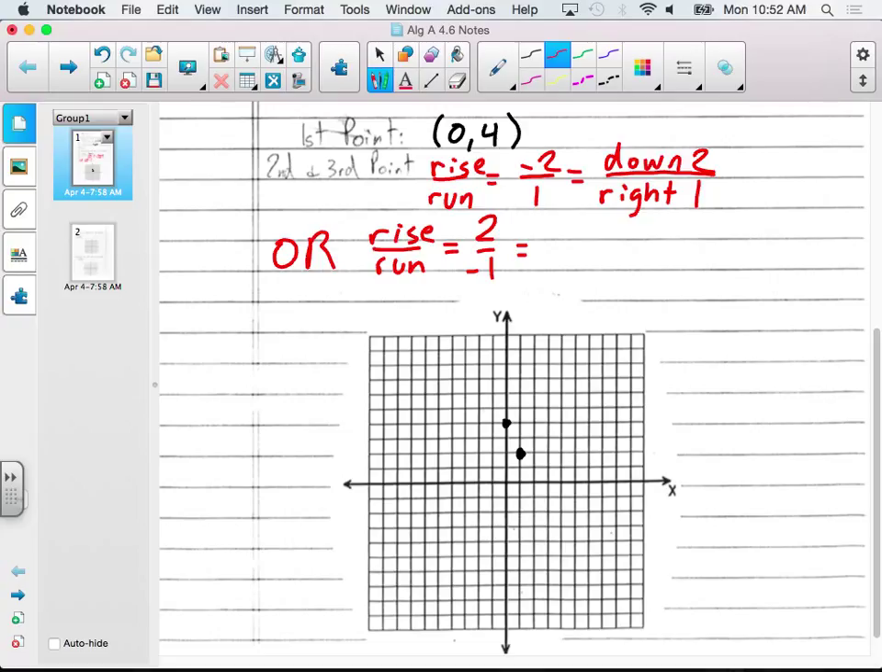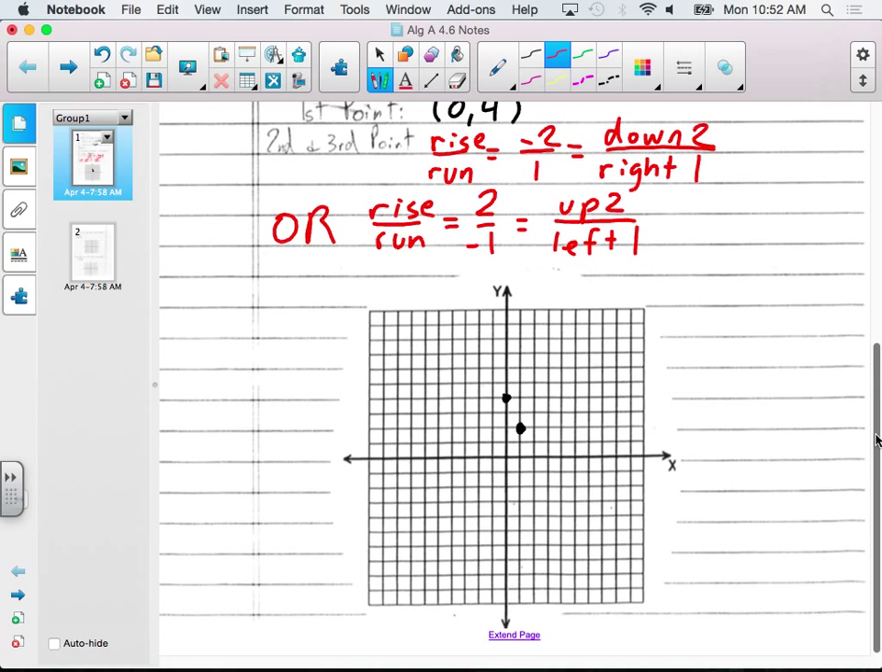It does, right? Okay, so now we have a +2 for our rise, so what direction would we be going for that one? Up or down? Up. So you go up 2, and then we have a -1 for our run, so which way will we be going, right or left? Left. And how many units? 1. So, from our y-intercept, we go up 2 units, and then left 1. So we have just plotted 3 of our points.